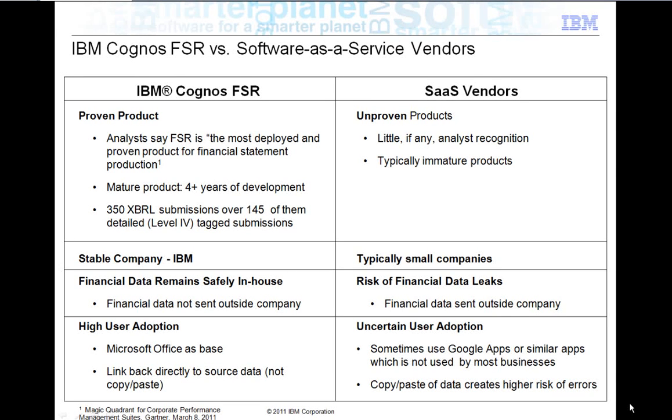User adoption is quite uncertain. Sometimes use of Google apps or similar apps are used, and these are not normally used by most businesses. So what does that do? That leads to a higher learning curve and a longer learning curve for these applications. And copy and paste in itself of data creates higher risks of errors overall.